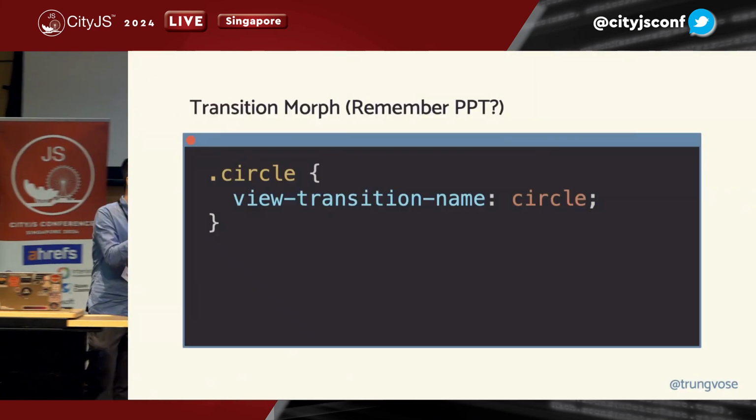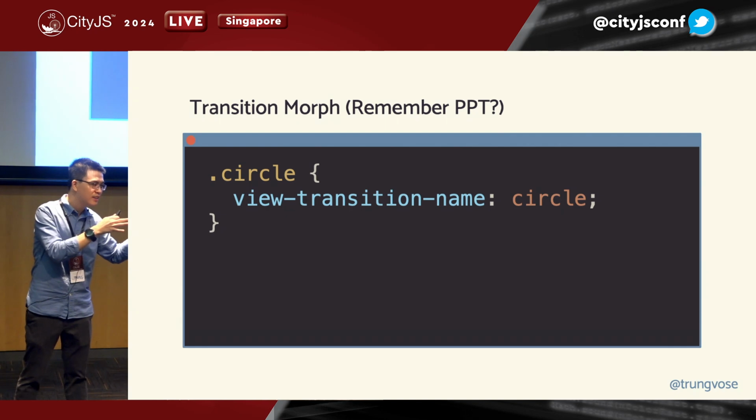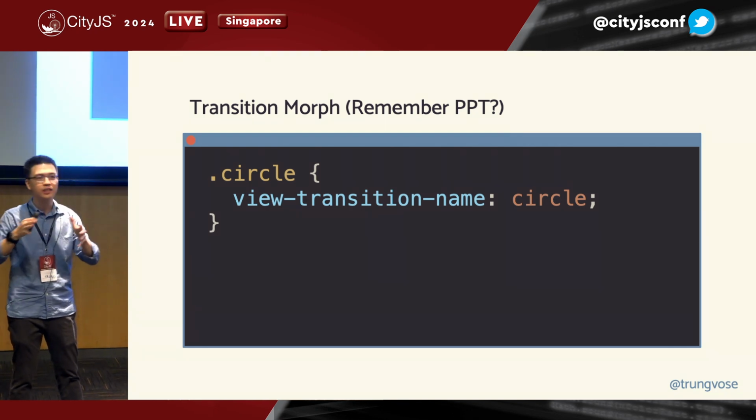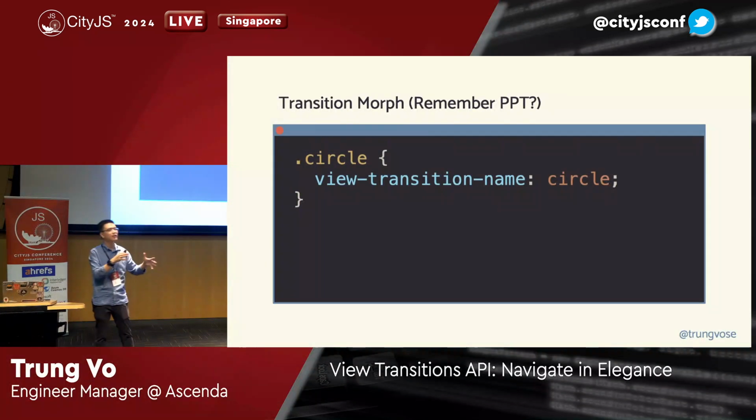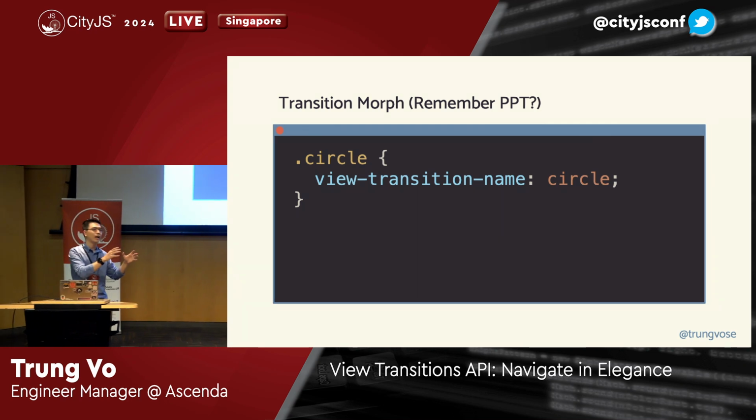But you remember the PowerPoint thing just now, right? You have the same object in two different states. And that's important. It's what you actually want. So you can give it a name, like here is a view-transition-name. The browser is going to look at the two different states again, but it's going to see, oh, now there's a circle. So I know that the circle is moving from left to right, so it's just going to do it for me. I don't tell it anything at all. I just give it a name, and it's going to do it for me.